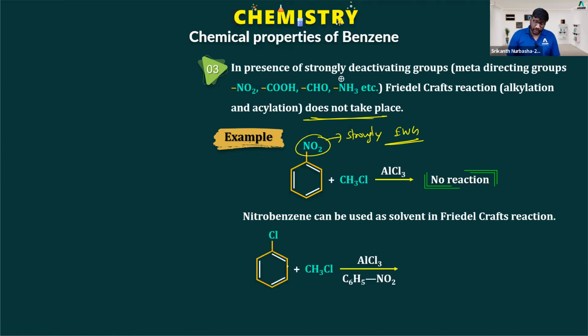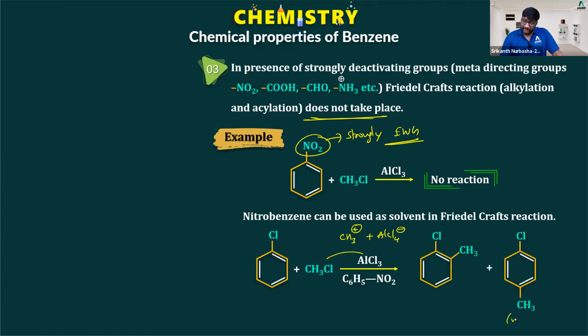So when you look at this reaction, halobenzene treated with CH3Cl in the presence of AlCl3, halobenzene will be ortho-para-directing. CH3Cl and AlCl3 will produce the electrophile. What is the electrophile? CH3 plus and AlCl4 minus. The CH3 plus is going to be substituted at ortho and para positions, where para will be major. We can use nitrobenzene as a solvent because nitrobenzene will not undergo Friedel-Crafts alkylation reaction.